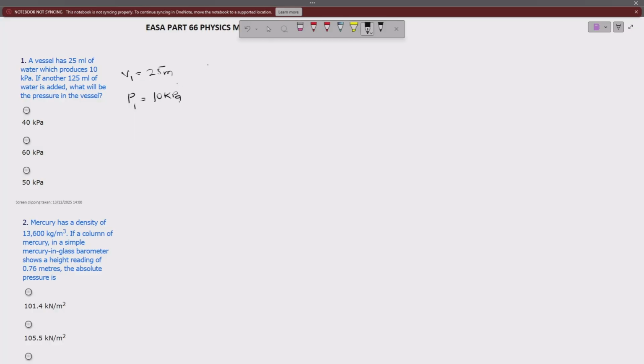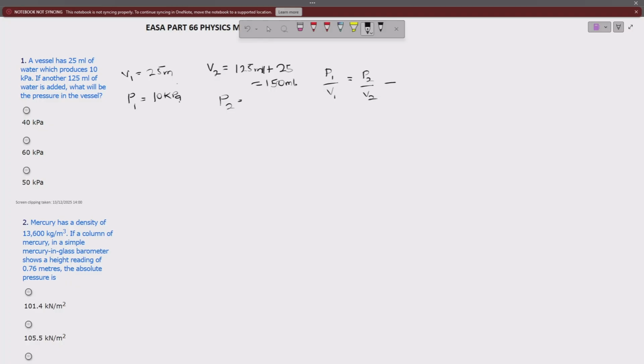Volume 2, V2. So if another 125 ml of water was added, that's going to be 125 ml plus 25. That is going to give us 150 ml in total. So we are asked to find P2. So we're going to use the formula P1 over V1 equals P2 over V2.